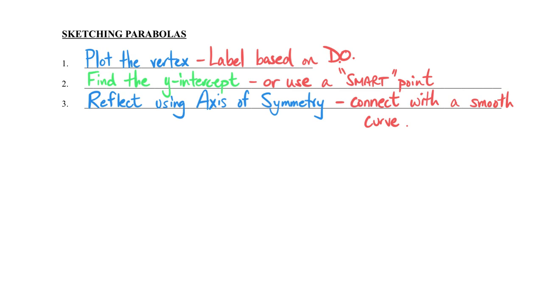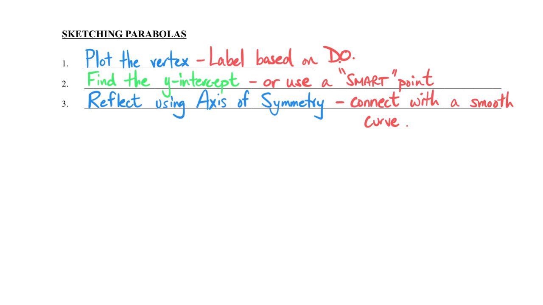And step 3. Since you know that a key property of a parabola is an axis of symmetry, reflect the point you found across the axis of symmetry, and that now gives you a point on both sides of your vertex, specifically points across from each other. That's going to allow you to connect those 3 points with a smooth curve, and you have your sketch. Okay, there is our step-by-step process.